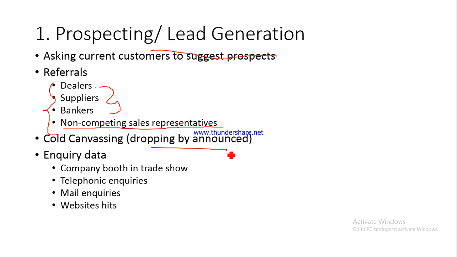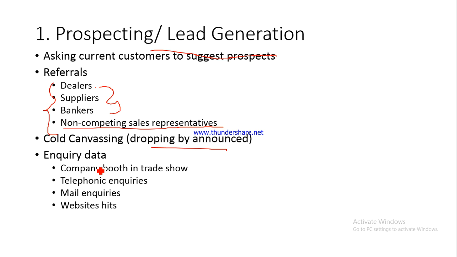Then let's talk about inquiry data. What do we mean by inquiry data? Suppose you are selling an industrial generator and there was a trade fair organized in the Nagarpalika Maidan, and you had installed your booth there. Some people had come and had a look at your product which you had displayed in your booth.